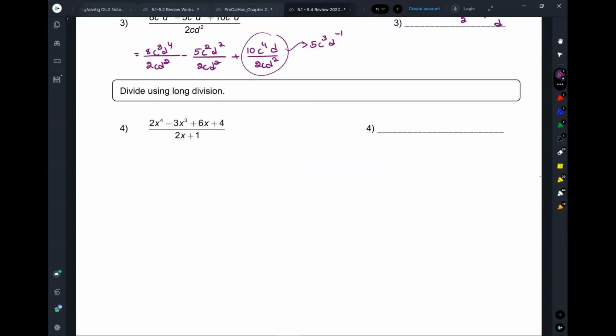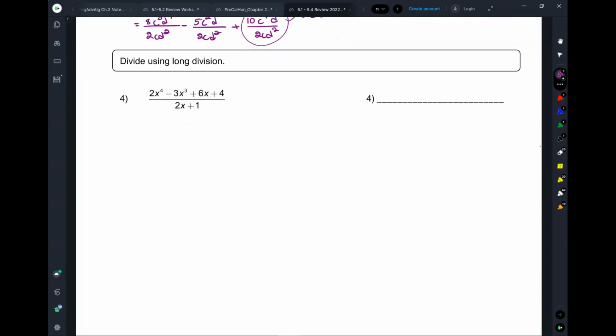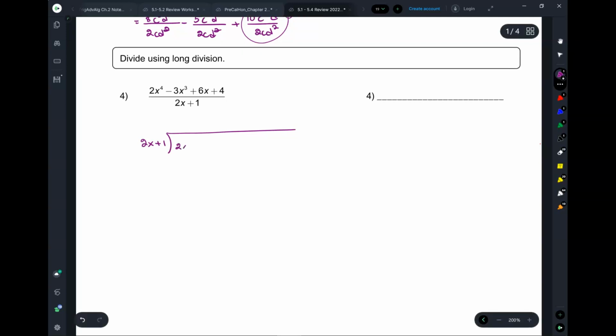Okay, so take a look at this one. Long division, right? So remember this goes out here. That's the divisor. And the dividend is the numerator. It goes in the middle. Now look at this. Is this in standard form? Yes. Are all the exponents there? We're missing an x squared. So here I'm going to put in a 0 for that missing term. So it's going to be 2x to the 4 minus 3x cubed plus 0x squared plus 6x plus 4.